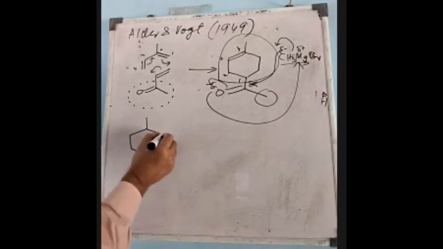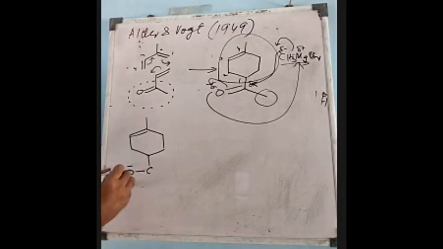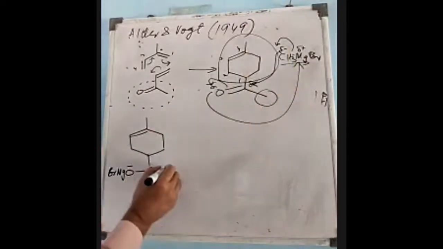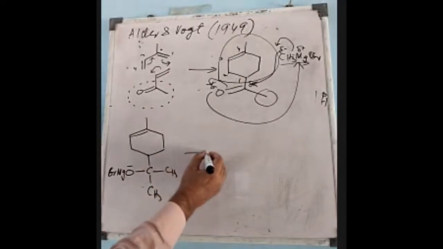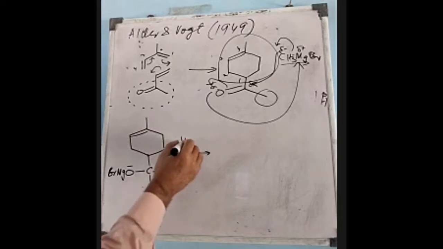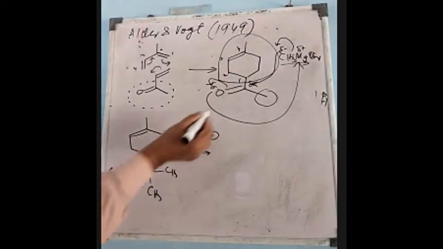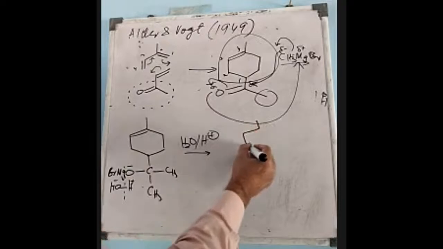This is again a Grignard reaction. Here the magnesium bromide is attached, and this methyl group is attached, with one methyl group already there. Now when it undergoes acidic hydrolysis, since it is a ketone, it is always converted into a tertiary alcohol in this way. On hydrolysis we get the product.